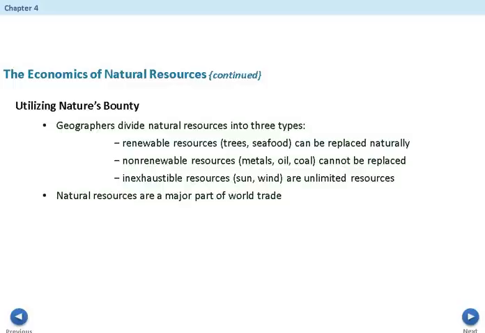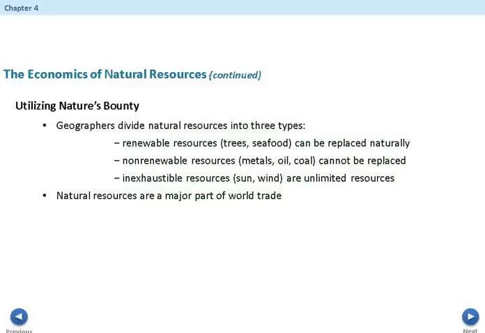Now, what's interesting is that most people categorize the inexhaustible resources as renewable resources, and that's not true. Inexhaustible resources are things like sun and wind that have unlimited supply. What do we mean by that? If I get a solar panel and I plug my phone charger into that solar panel, as long as that sun is bright, that's going to continue to charge my phone. It will never run out.